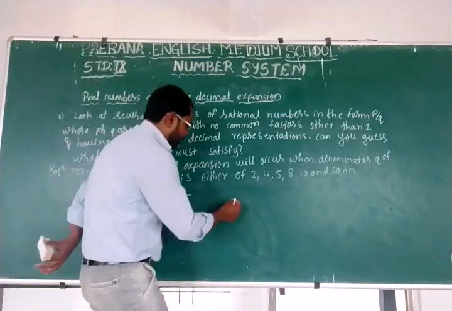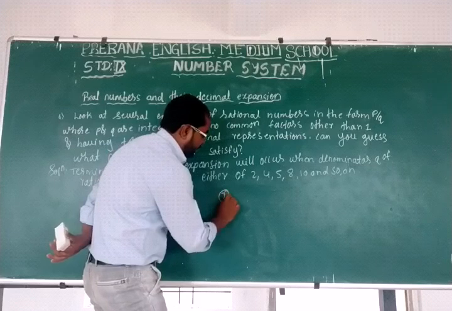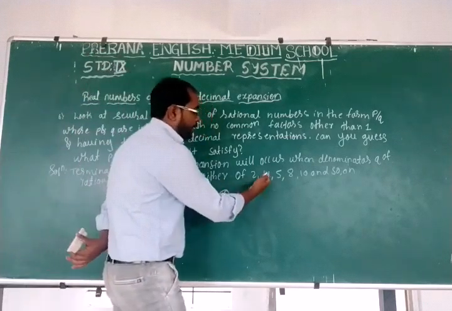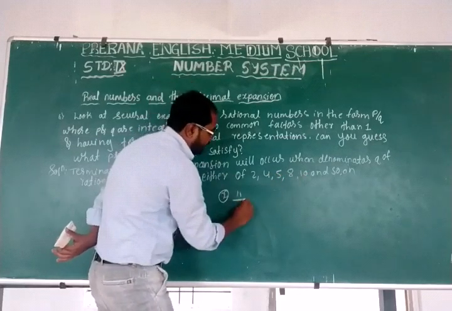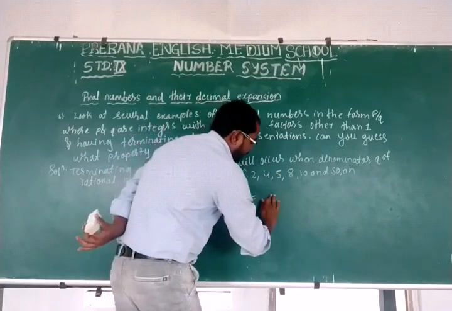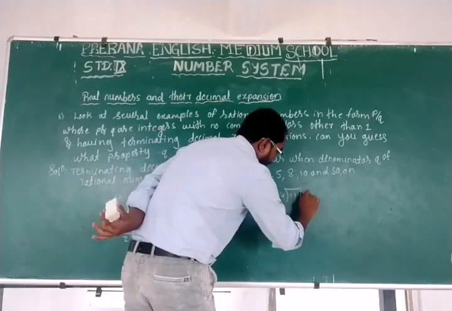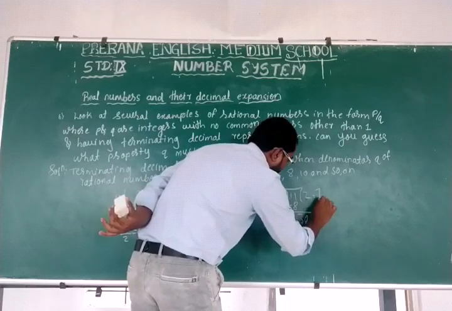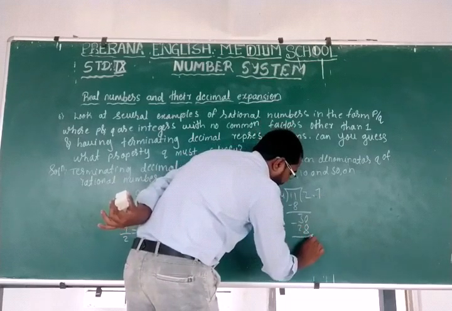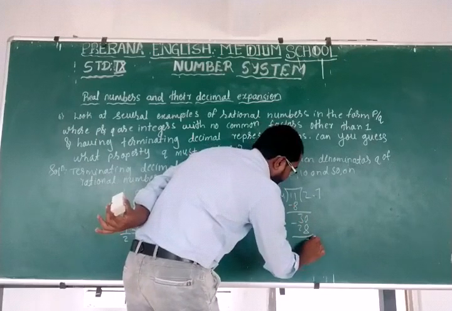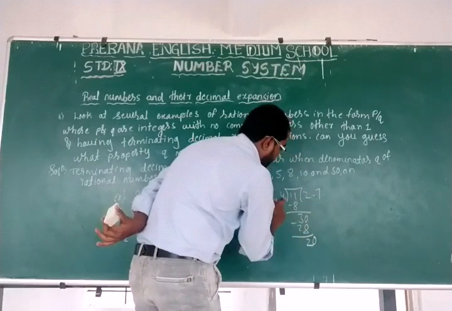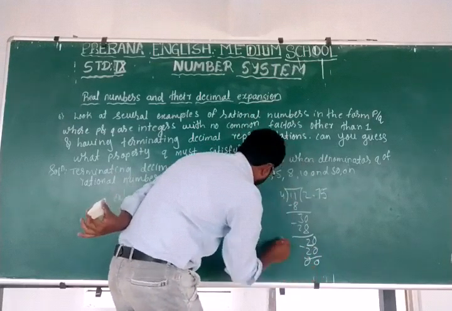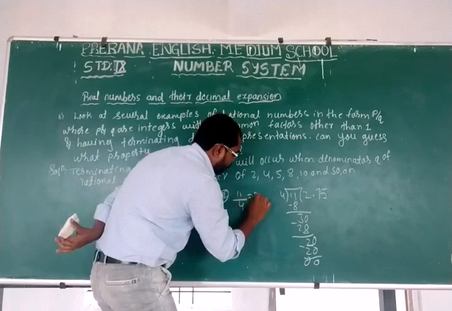If you want to check with another number, for the numerator you choose whichever number you want, and the denominator should be one of these numbers. Take 4. If you divide 11 by 4, 4 into 2 is 8, so the remainder is 3. Give a point and take 0. 4 into 7 is 28. On subtraction, 2 remains. So take a 0. 4 into 5 is 20. So it has become completely terminating. That means it will be 2.75.